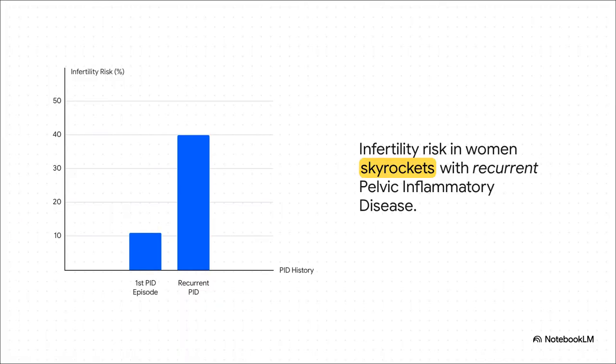They're staggering. We're talking about the risk of infertility in women after pelvic inflammatory disease, often caused by chlamydia. After just 1 episode of PID, there's already an 11% risk of infertility. But if that PID recurs, that risk doesn't just go up, it skyrockets to 40%. A 40% chance. That right there is the silent damage of this disease made horrifyingly visible.